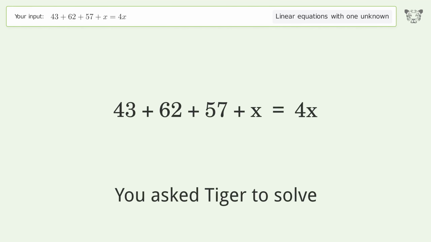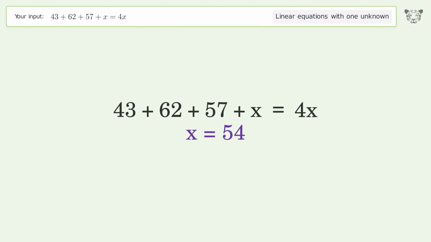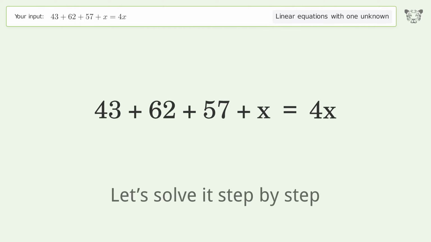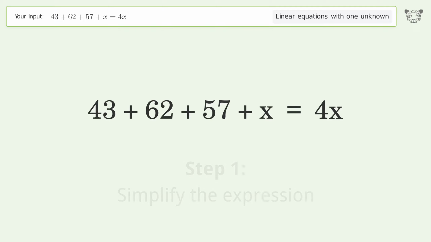You ask Tiger to solve. This deals with linear equations with one unknown. The final result is x equals 54. Let's solve it step by step. Simplify the expression. Group like terms.